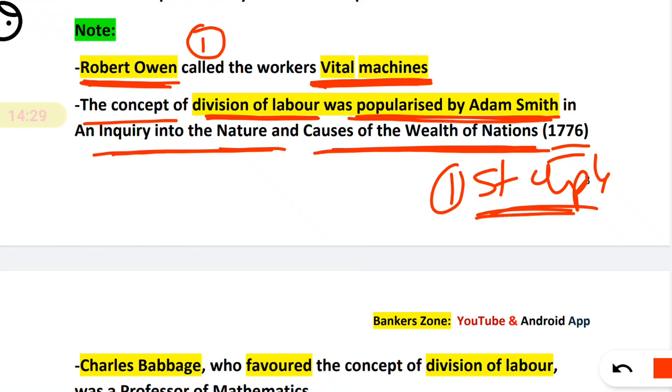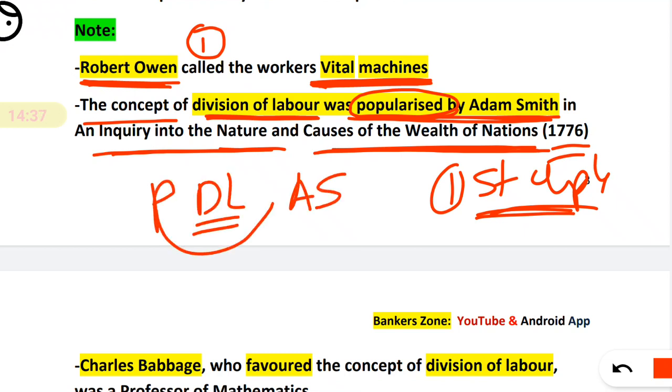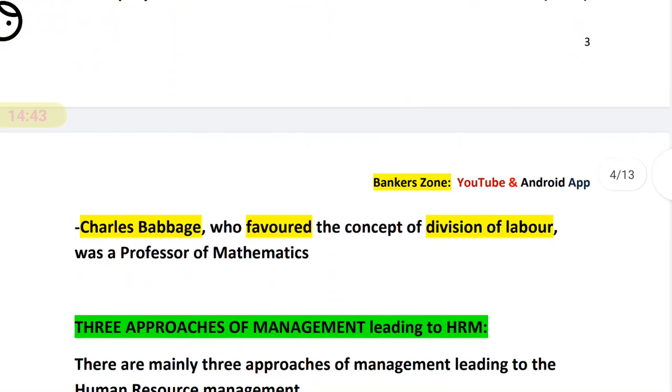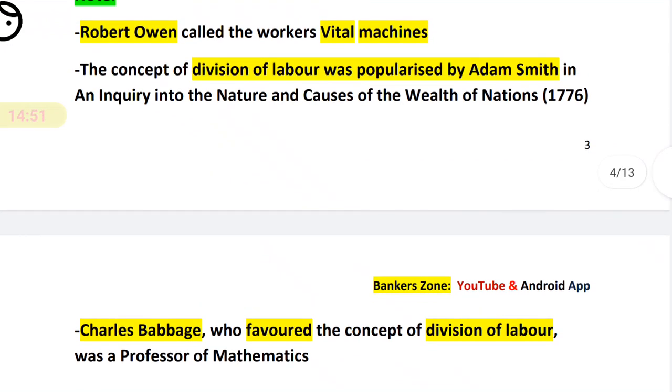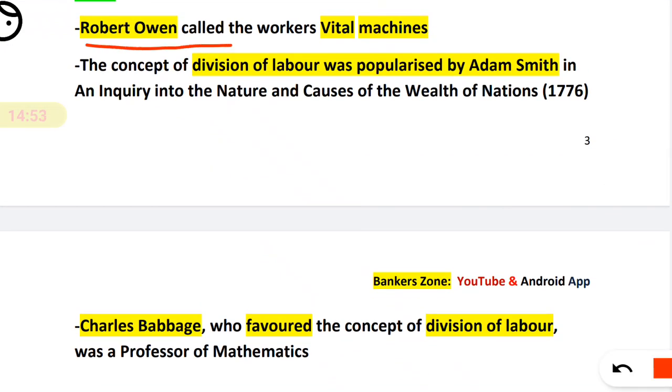But remember here, who popularized the division of labor? It is popularized by Adam Smith, and it is favored by Charles Babbage. And next also remember that Charles Babbage, who favored the division of labor, was basically a mathematician. So three points you have to remember here. I repeat, Robert Owen called workers the vital machine, and division of labor was popularized by Adam Smith.